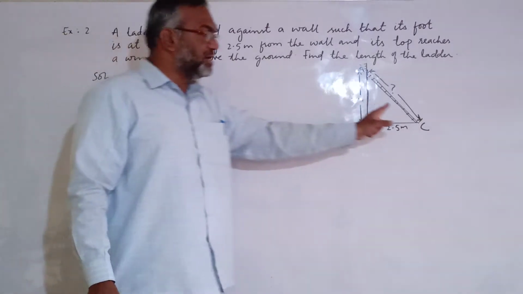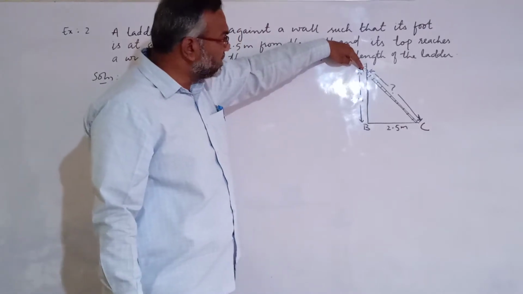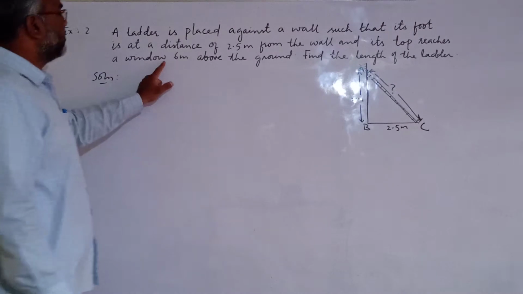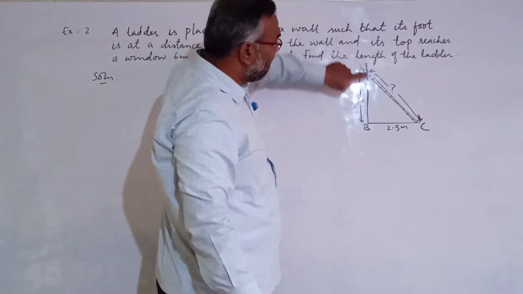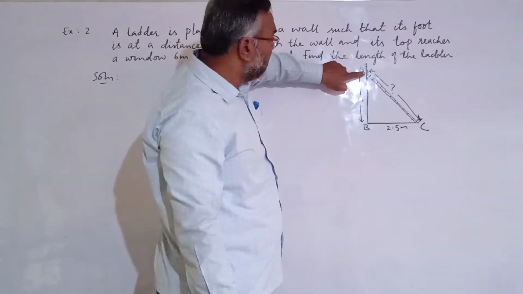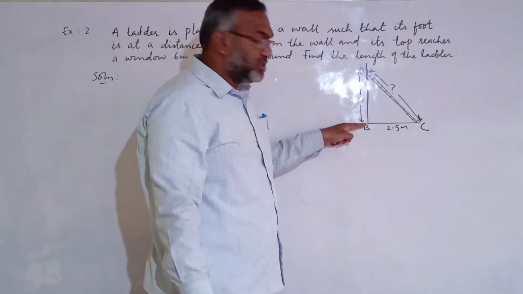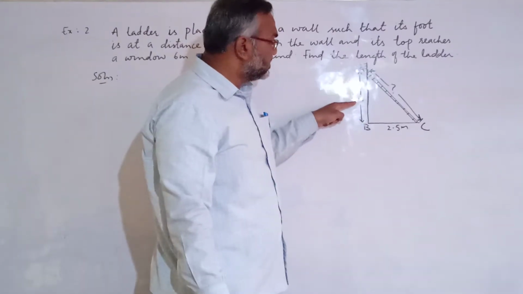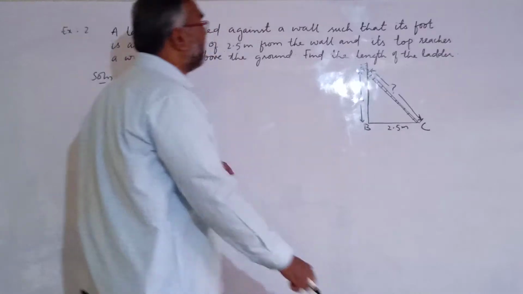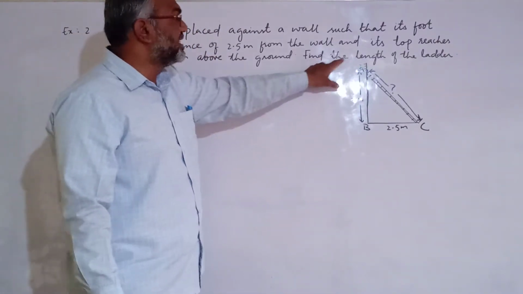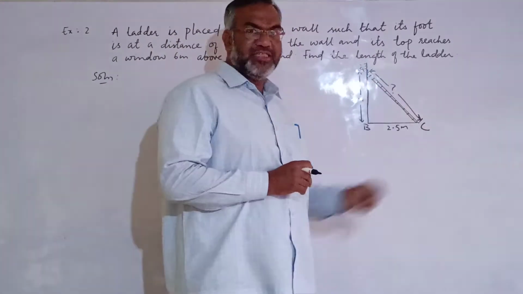And its top, the ladder's top, reaches a window. Imagine the point A is the window. It reaches a window 6 meters above the ground. So from the ground, the height of the window is 6 meters, and the top of the ladder is reaching the window. The question is, find the length of the ladder. We have to find AC.